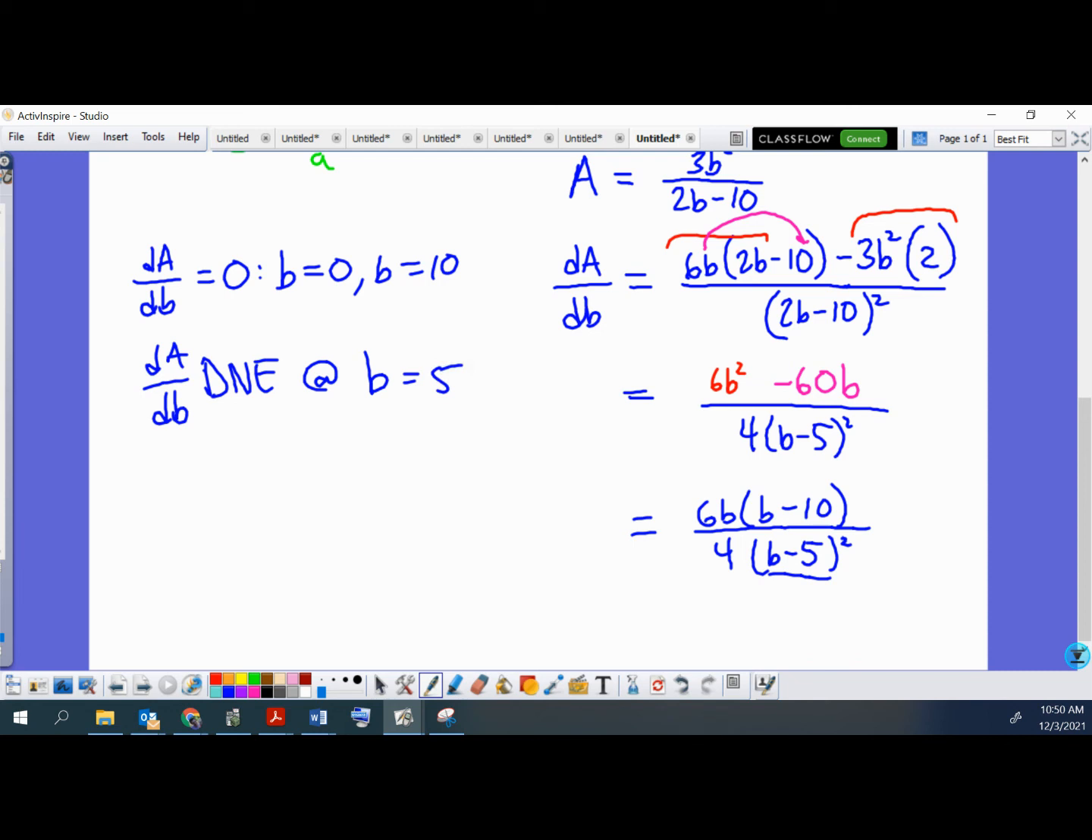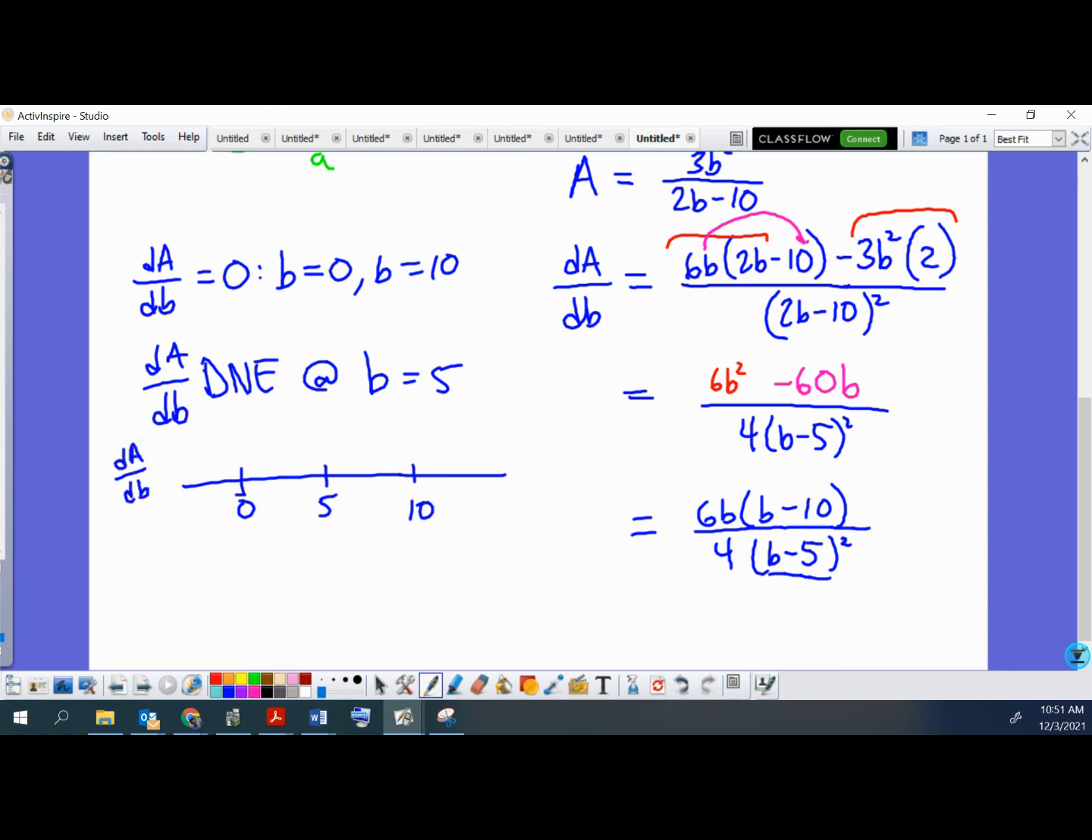And if I make a little sign chart now for the derivative, we got 0, we've got 10. Whoops, I'm sorry, 5 goes before 10. Sorry, I was thinking of something as I was doing this. And 10. Then we can do a sign chart on A prime or dA/db.